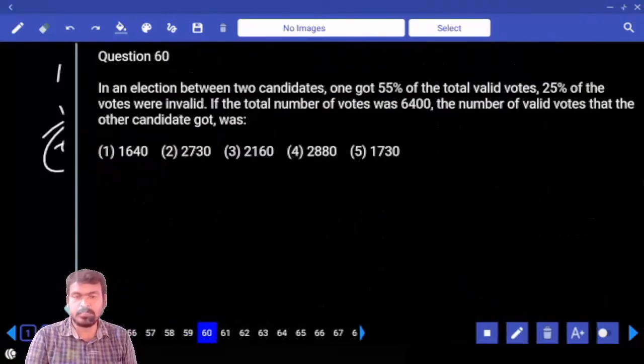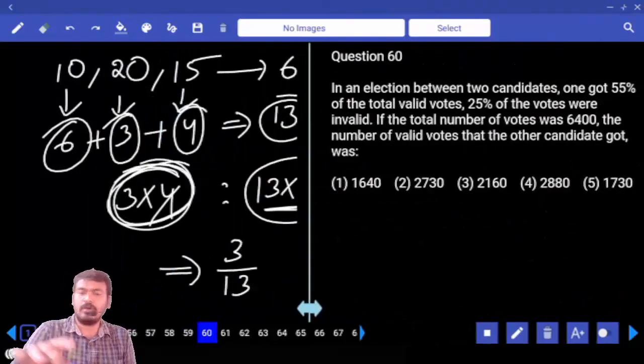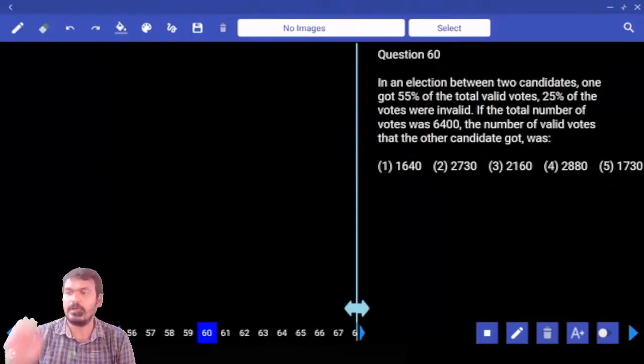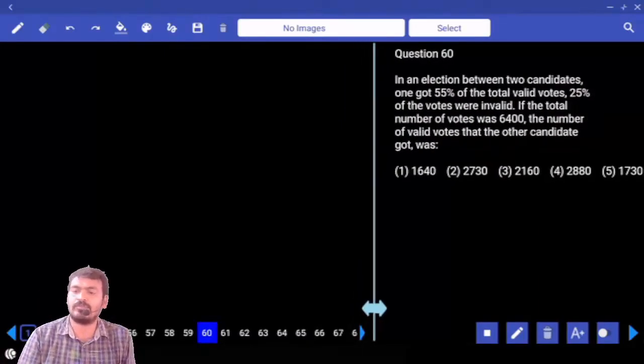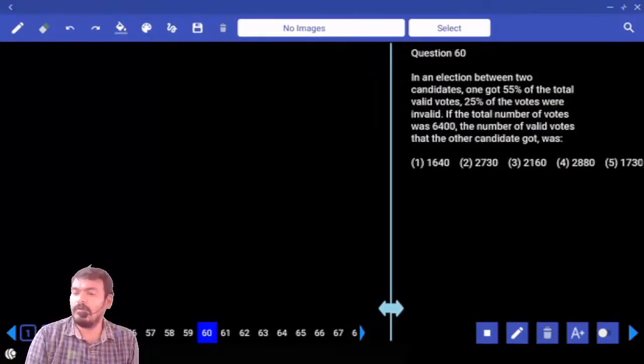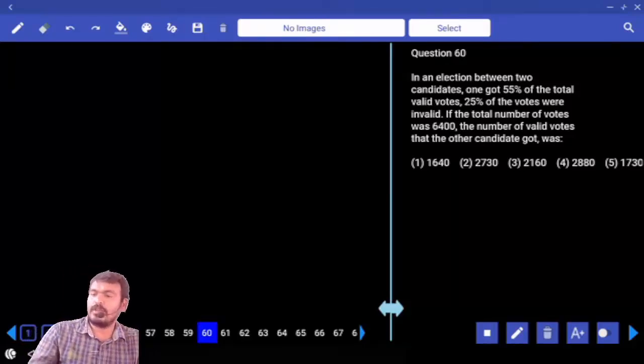Next question number 60. In an election, how many candidates contested? 2 candidates. One who got 55% of the total valid votes and 25% of the votes were declared invalid. If the total number of votes was 6,400, what is the number of valid votes that the other candidate got or not? Suppose total number of votes is given how much?